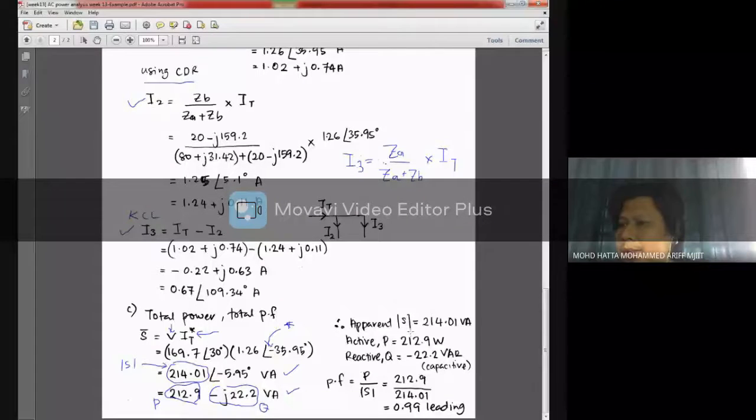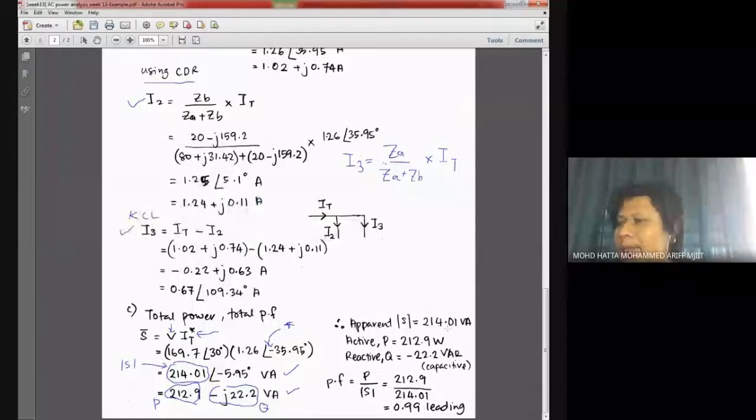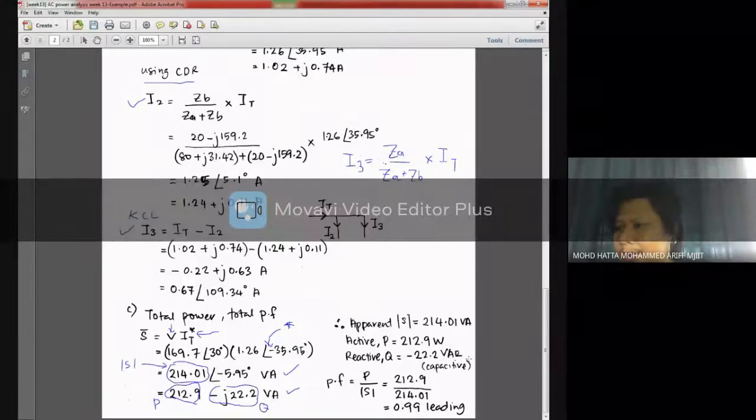So here, I just list down all the information based on this calculation. Apparent power is 214.01 VA, active power 212.9, reactive power negative 22.2 VARs. And I put this one as capacitive because I have a negative sign for my reactive power.